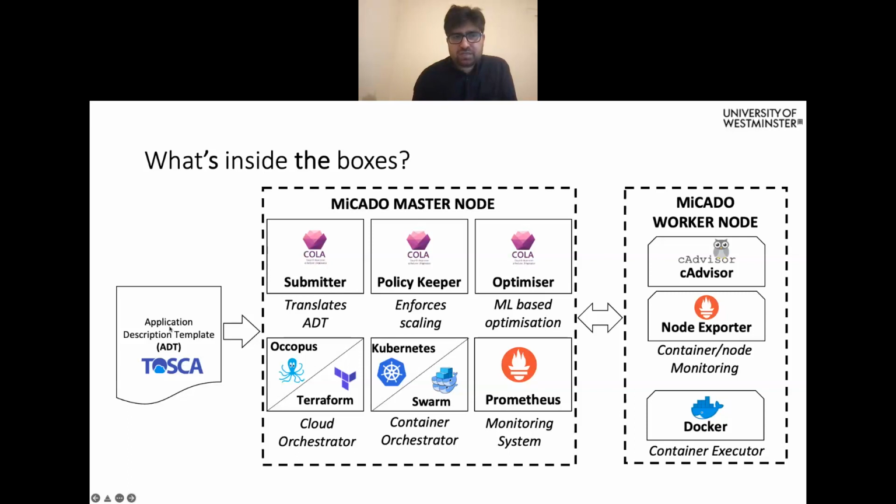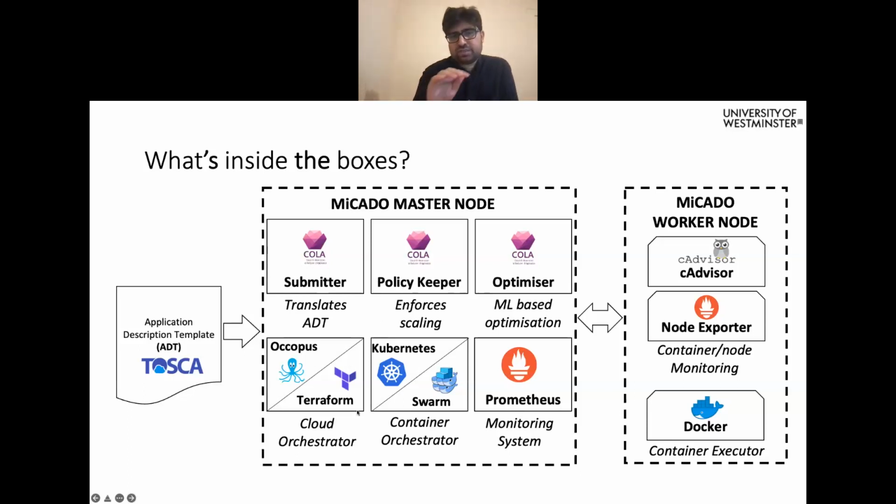So the very left part is the application description template. That's the description template we talked about on the previous slide, which consists of all the required descriptions provided by the application developers in relation to the various resources, policies and service descriptions, and it's based on the Tosca format. Now the big box is the MiCADO master node. There are various components presented in two rows.